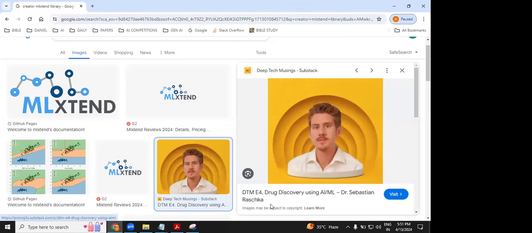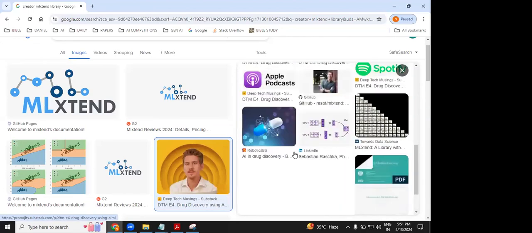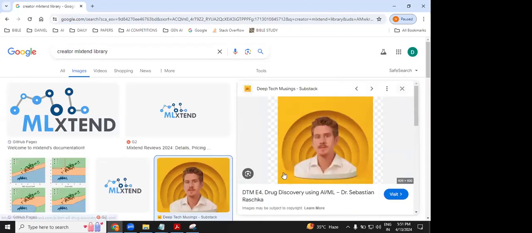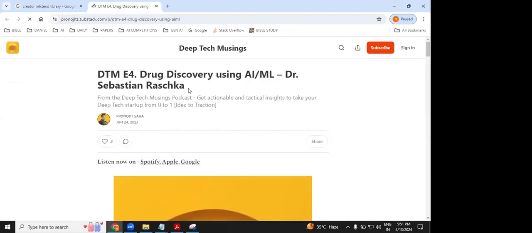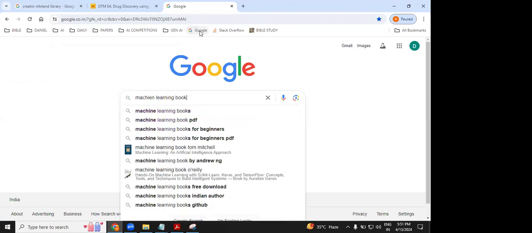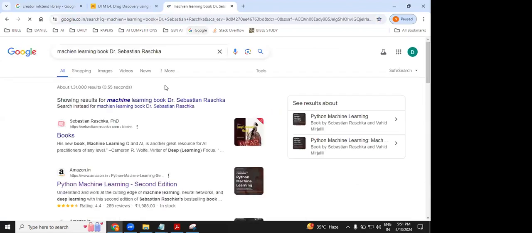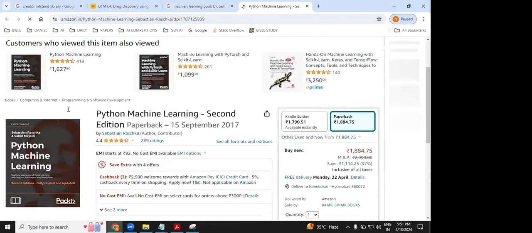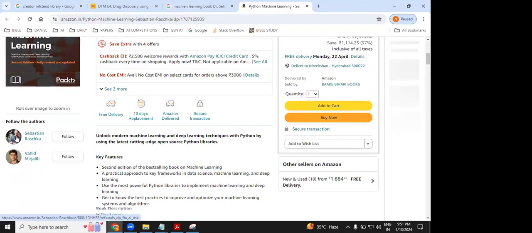Yeah, exactly. Let me take this one. He had written one ML book that is really a very good book actually. Hold on, let me take this. Good. Sebastian, yeah. Machine learning book written by this. Let me just try to search for this. He had written one ML book also. And yeah, exactly. This is the person.